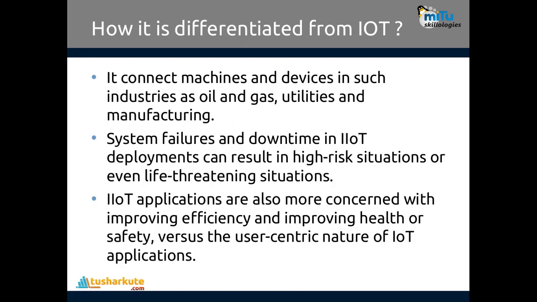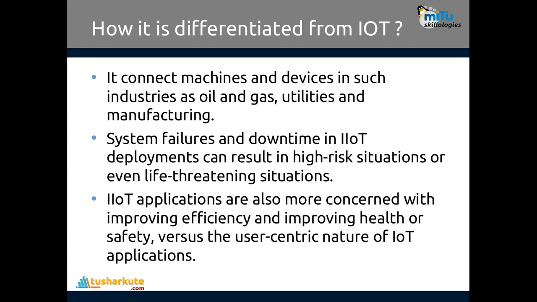Let's focus on more. IIoT connects machines and devices in industries like oil and gas, utilities, and manufacturing. System failures and downtime in IIoT deployments can result in high-risk situations or even life-threatening situations also. That's the main part. But in basic IoT, it's not the case. It is a secondary part, meaning when you implement it, we don't have any high-risk situations in basic IoT. But an IIoT system should be perfect. Why? Because industries are working in high-risk situations, even life-threatening situations. That's why system failures must be almost equal to 0%.